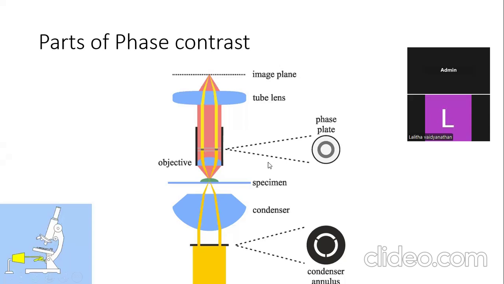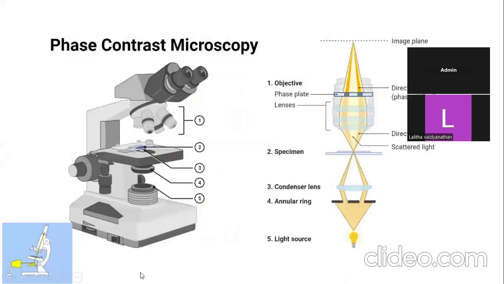phase contrast microscope. These are the basic parts of the phase contrast microscope. That is the light source. As I said, the illumination reaches through the annular ring, then reaches the condenser lens. From the condenser lens, it reaches the specimen, and here the light is scattered. Then it directs the light towards the phase plate. It reaches the phase plate, then the objective and the image plane, and the image is formed. You can see the image.